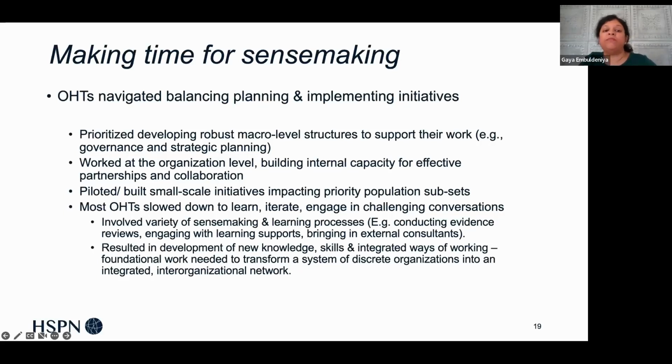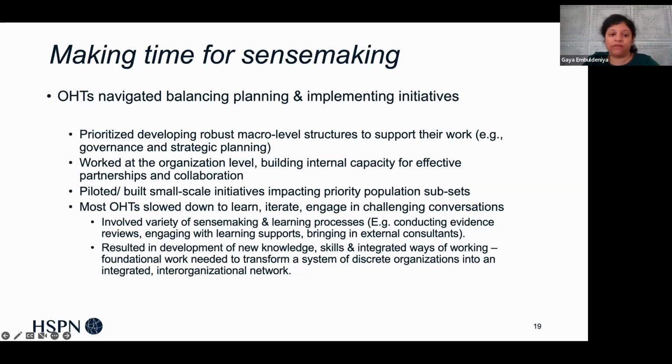So over the course of the past year, we observed OHTs navigating, striking a balance between planning work and implementing work, right? So between thinking and doing. So some OHTs, for instance, prioritized developing robust macro level cross OHT structures to support work. So work such as governance, right? Others worked at the organizational levels, building robust partnerships, improving collaboration, and still others dove right into piloting small-scale initiatives that targeted subsets of their priority populations.